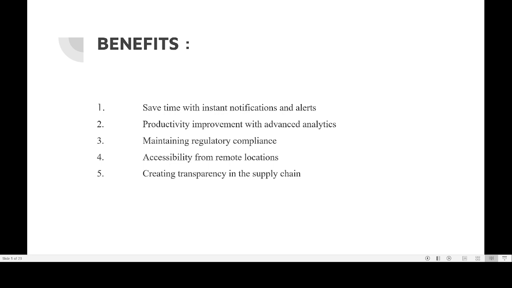for the benefits: time management, productivity improvement with advanced analytics, maintaining regulatory compliance, and remote location access. That means using gadget devices, electronic devices or a smartphone, from any remote location, it would be accessible. It is like a supply chain with transparency, so people have satisfaction and are well informed about the process.